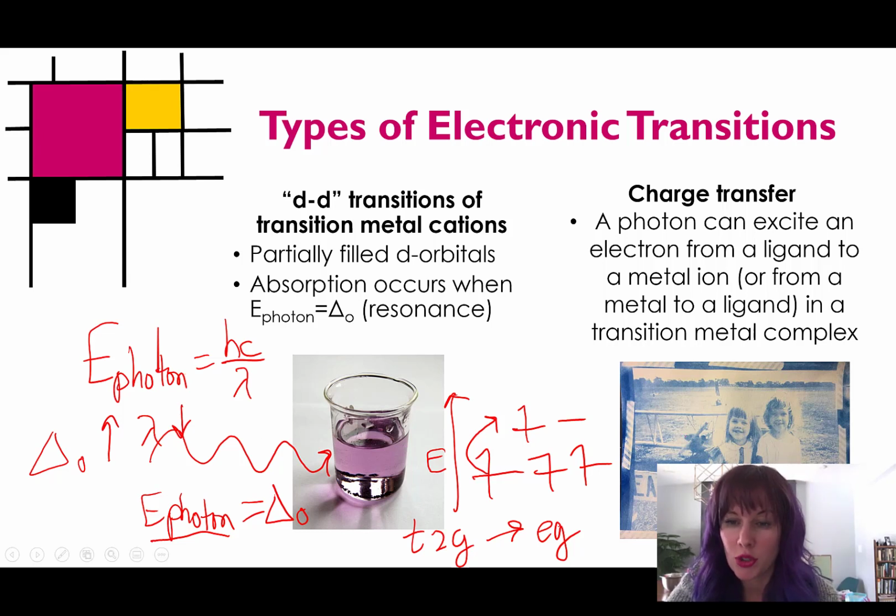We also can have charge transfer events. So a photon can excite an electron from a ligand to a metal, or from a metal to a ligand in a transition metal complex. This is a cyanotype. This cyanotype is colored because of a charge transfer, actually from two metal centers, but we'll often see charge transfers from ligands to metals or metals to ligands.